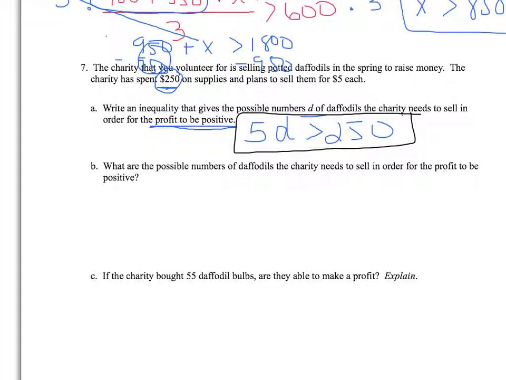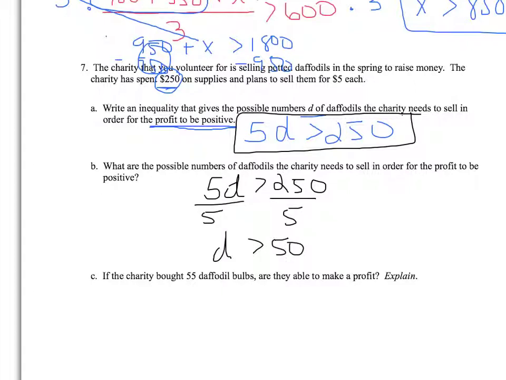Okay, so part B. What are the possible numbers of daffodils the charity needs to sell in order for the profit to be positive? We're going to use the same inequality that we just did because we want something positive. So in order to get a positive amount, we can solve for D. So D is greater than 50. So the charity needs to sell at least 50 daffodils.